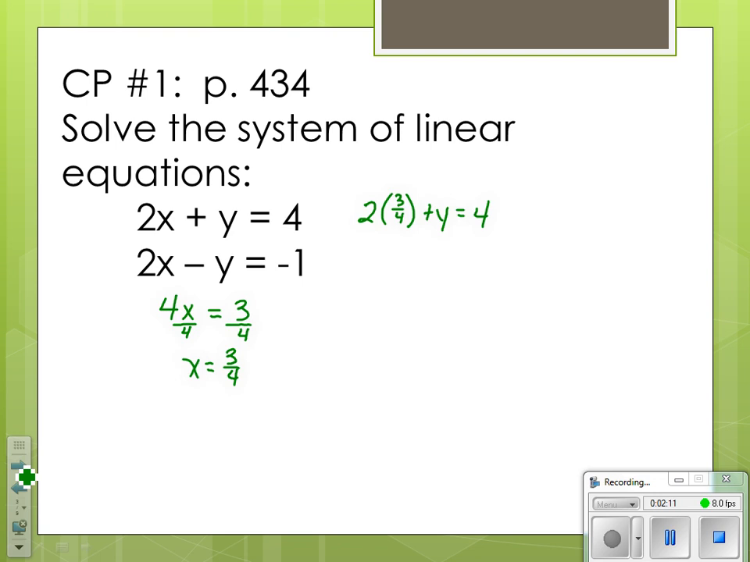Multiplying 2 times 3/4, I'm going to do a little canceling with my 2 and my 4. So I have 3/2 plus y equals 4. Subtract the 3/2 away. So y is equal to, now 4, I'm just going to rewrite that so you guys can see what I'm doing here. 4 is the same thing as 8 over 2. So now with my denominators matching, I can do the 8/2 minus 3/2, and I get a y value of 5/2. Solution to the system then is the point 3/4, 5/2.